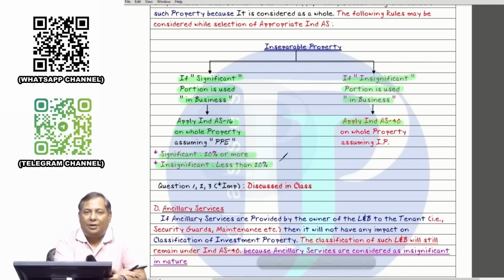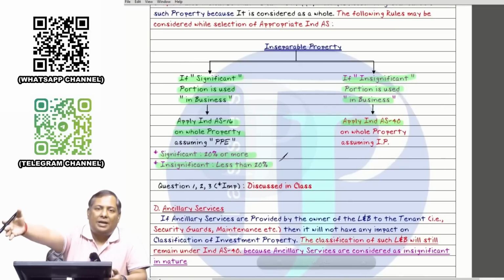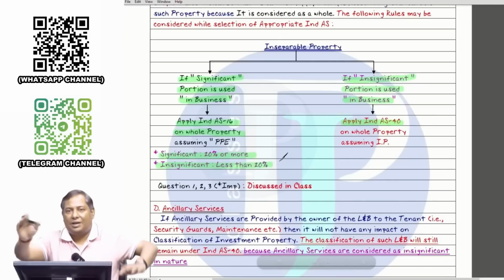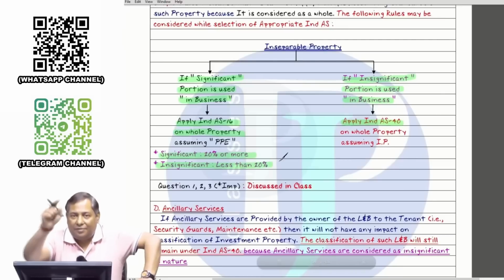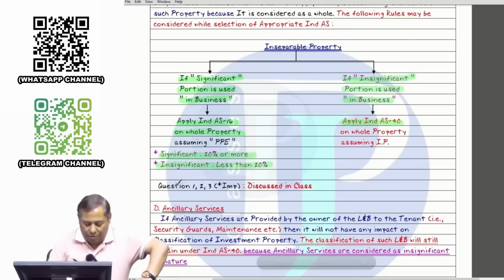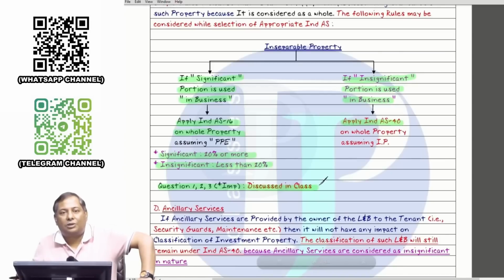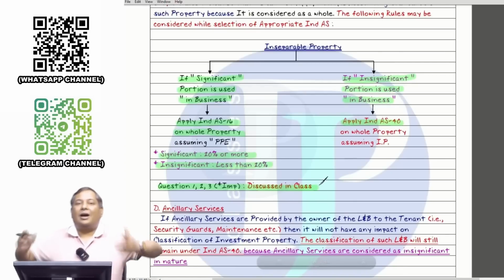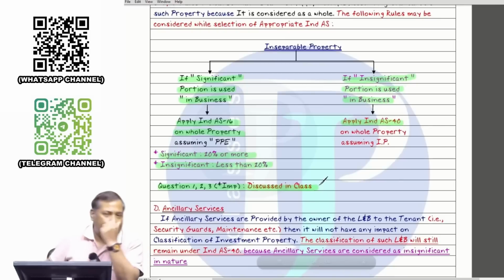Various issues are going on right now. If you give property to your employees to live in, apply 16 to it as it is owner-occupied. If you have bought land and it has no specific use, apply 40. If you have bought a building with no specific use, then apply 16. If it's a mixed property, then the inseparable Ind AS will be applied individually. And in inseparable, we will see the use of significant and insignificant in business. See, questions 1, 2, 3 have been discussed in class. Concept, questions, concept, questions, concept. I haven't just taught theory, we have also done questions.